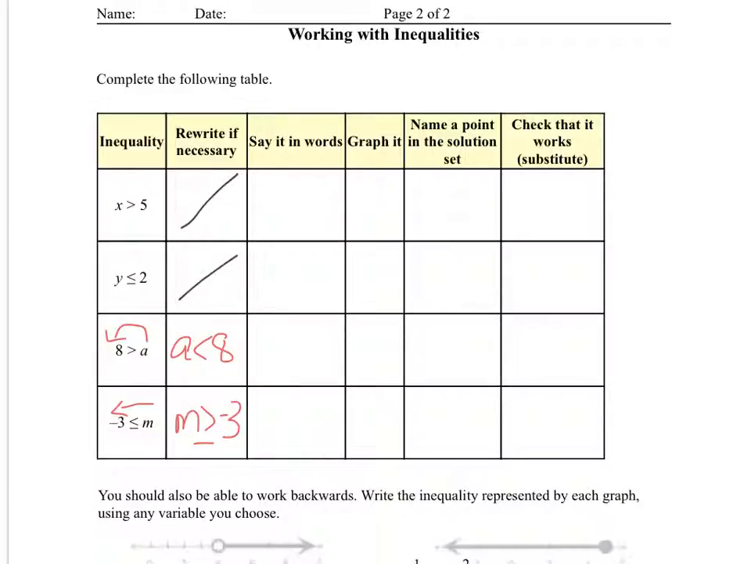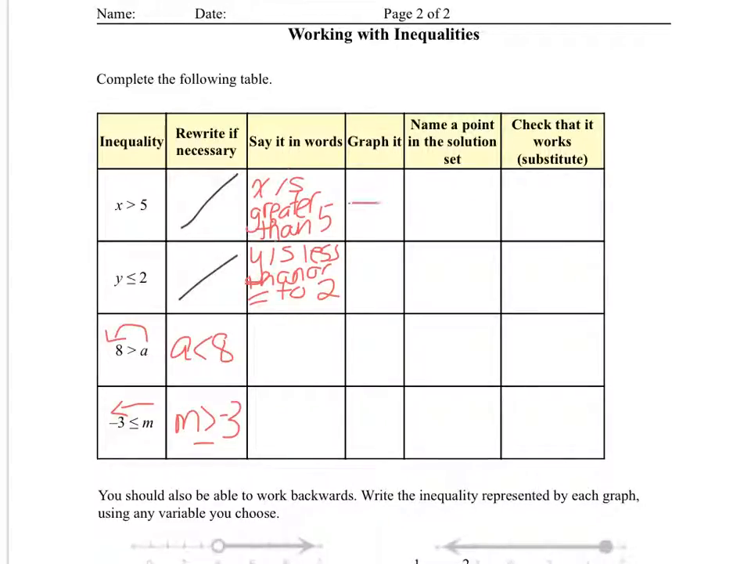To say it in words, we're going to say x is greater than 5. Okay, that's say it in words. Y is less than or equal to 2. That's say it in words. Okay, you could do the last two. Graph it.